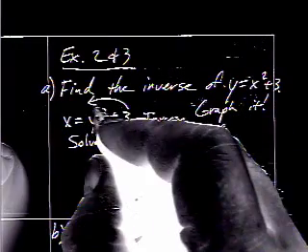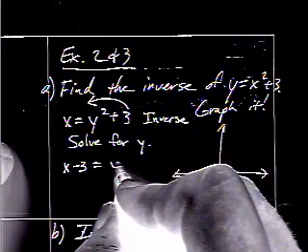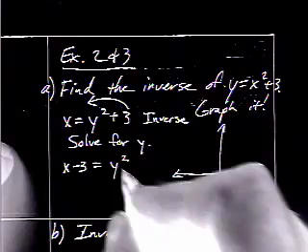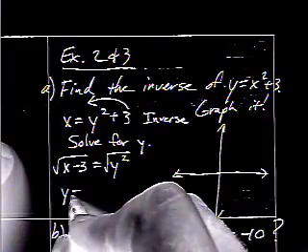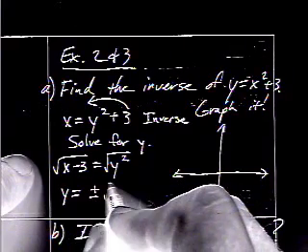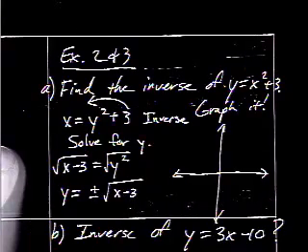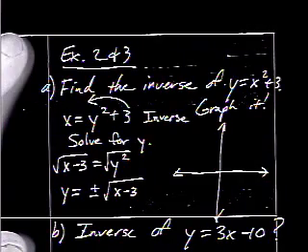So think about what you need to do here. We're going to move the 3 to the other side. So that makes x minus 3 equals y squared. Now, how do I get rid of the square? Take a square root, right? And when I do that, even root in a solving situation, I get plus and minus square root of x minus 3.